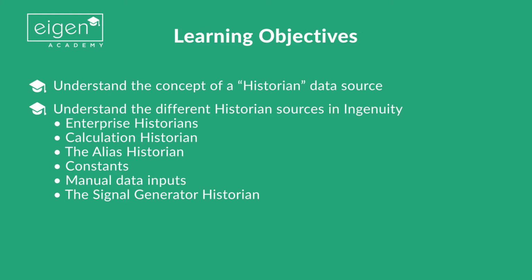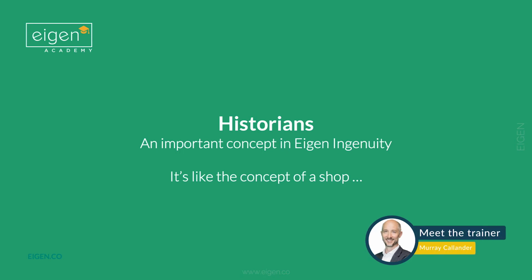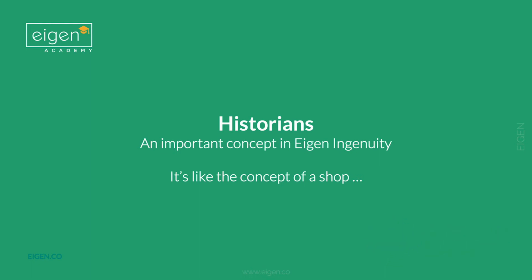signal generator historian. So the concept of historians or a historian is an important concept in Eigen Ingenuity. It's like the concept of a shop, where you have lots of different shops, but they have fundamentally the same properties, where you can go, you can buy something, there's a till, there's an exchange of money, and there's certain things that you know will happen. But there only exists specific instances of the general term shop. There's a newspaper shop, there's a car shop, there's a furniture shop. So here we're saying historians are the general class of time series data sources.